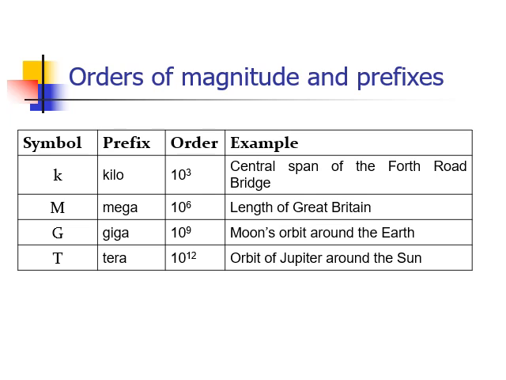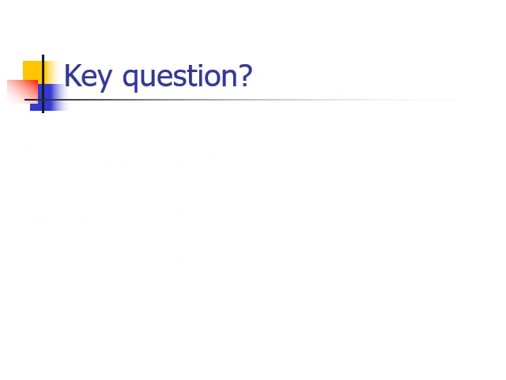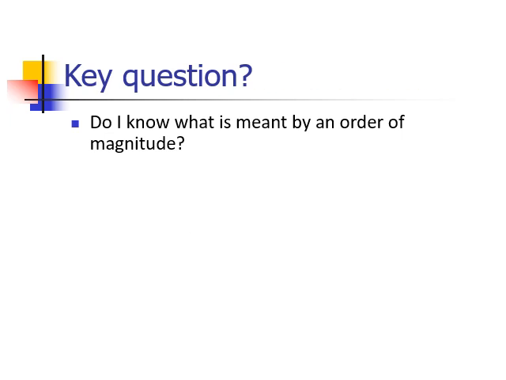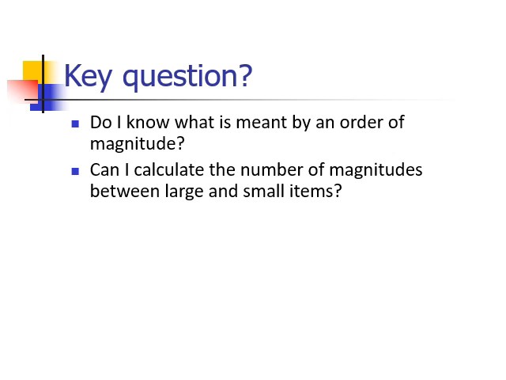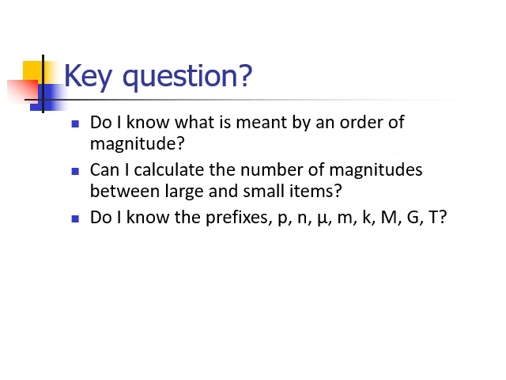Looking at larger numbers, then in addition to giga, we now have tera, which is 10 to the 12. So you have to ask yourself, do you know what an order of magnitude is? Or what 2 orders of magnitude means? Can you calculate the differences in terms of orders of magnitude? And do you know what the prefixes mean so that you can do conversions to make calculations within this course?